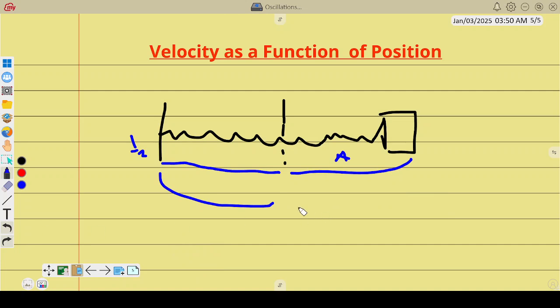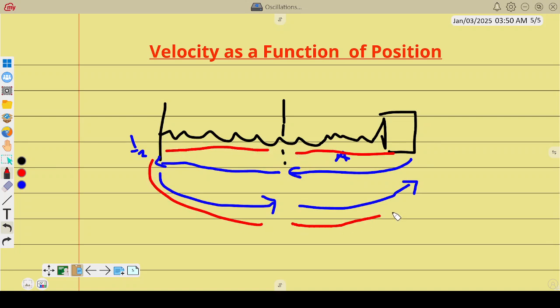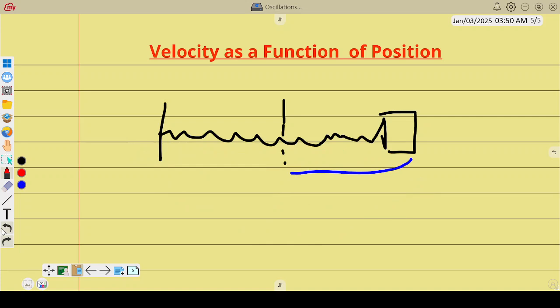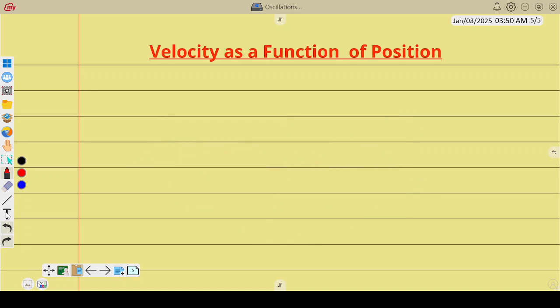I just want to tell you that this is a complete oscillation. Remember, the topic is oscillations. This is one oscillation. So when I tell you 2, it means when it comes here again, it starts going half, quarter again. So now for the velocity as a function of position, here we will consider a quarter of a full oscillation.